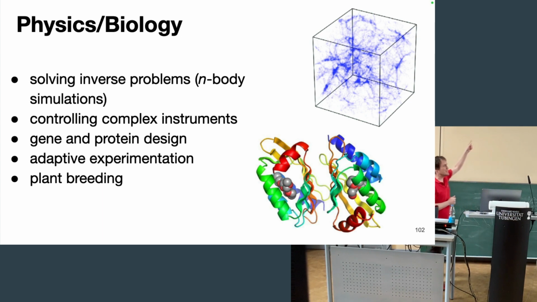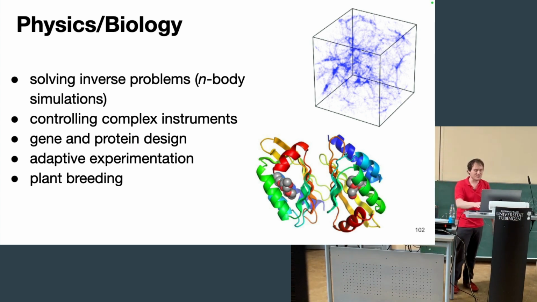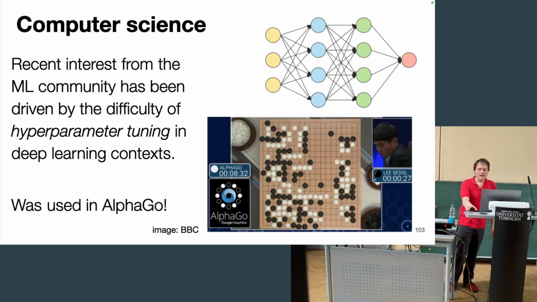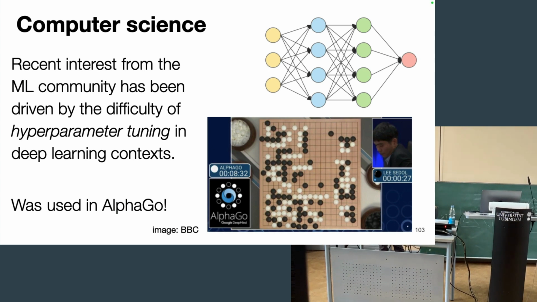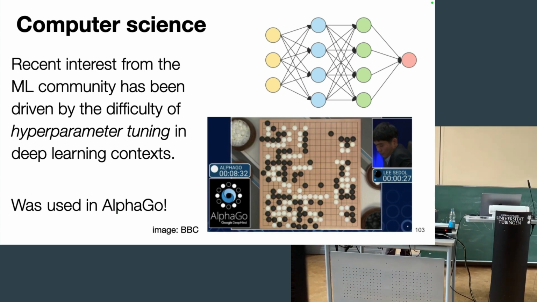So Bayesian optimization has also been used in physics and biology, things like controlling instruments like particle accelerators, also gene and protein design, also plant breeding, which we started the talk with. There's been an explosion in interest from the machine learning community in the past 10 years in Bayesian optimization, especially in light of the rise of deep neural networks, which have these complicated hyperparameter tuning problems. Philip talked about this this morning.